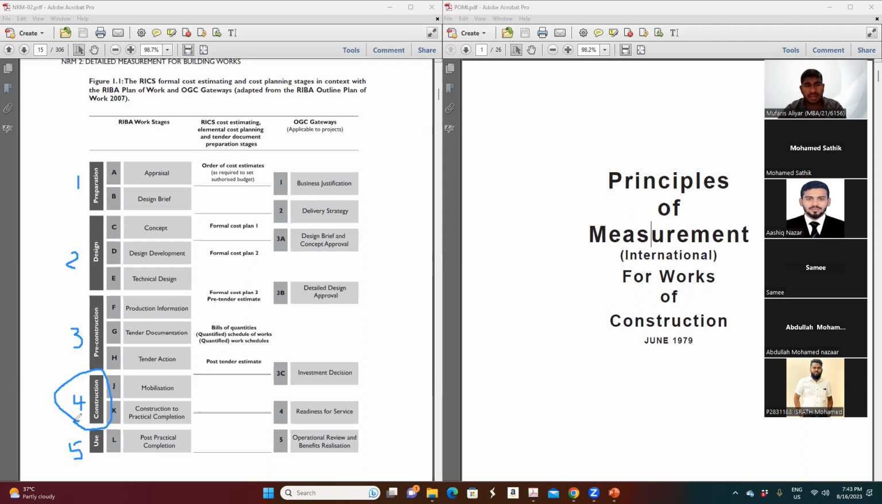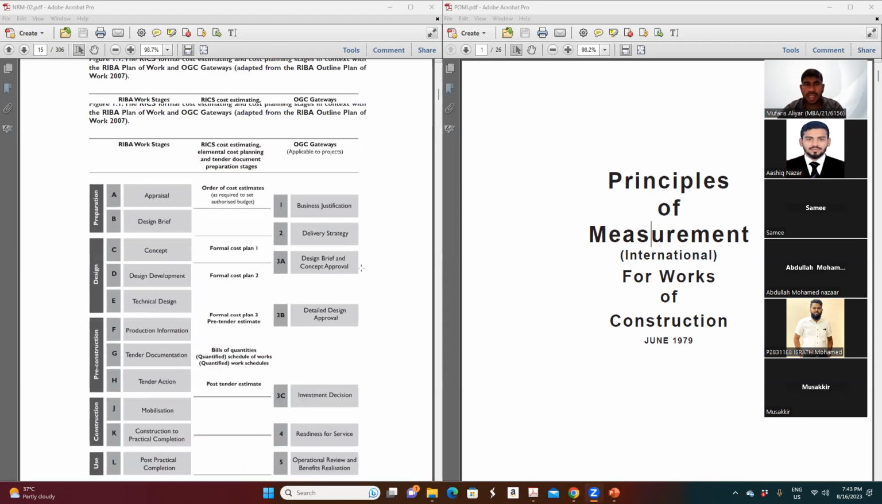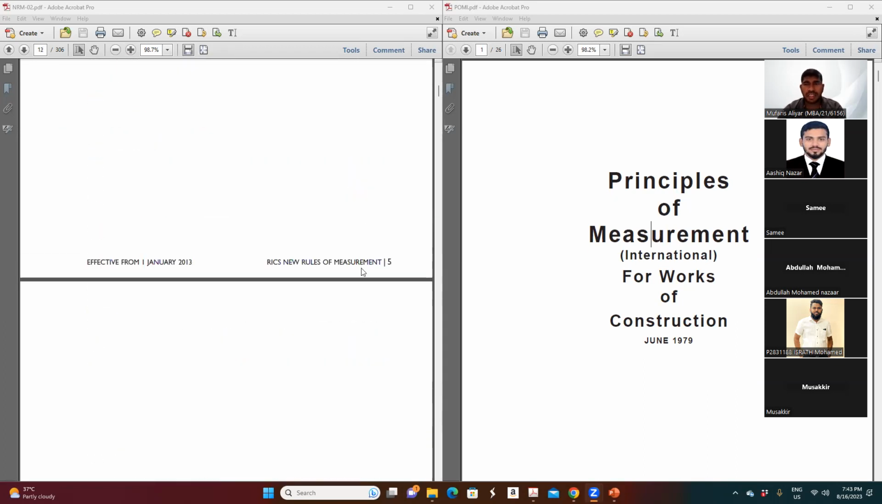And NRM2 will be used in phase number 4, which is purely construction. In use, NRM3 will be used. NRM3 is basically used for maintenance purposes. If there is building maintenance, the maintenance team also has to have an understanding of a standard method of measurement, so they use it for maintenance purposes.